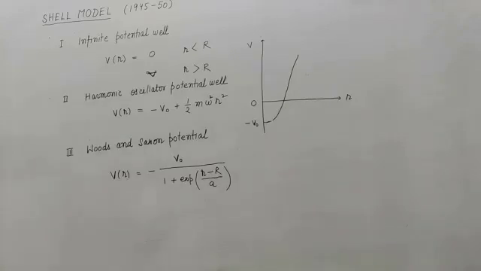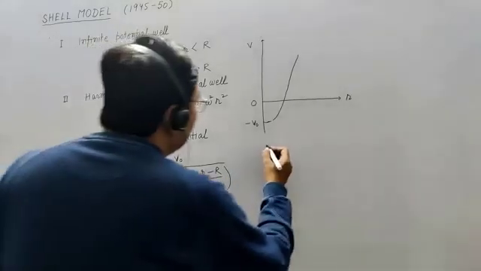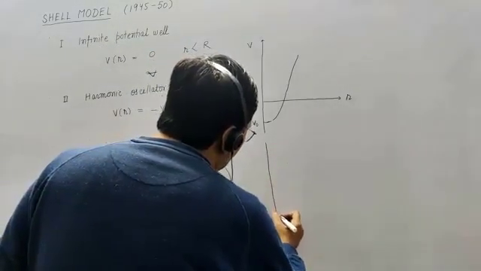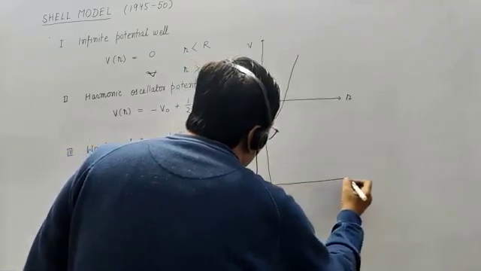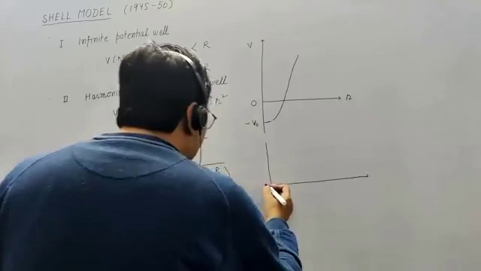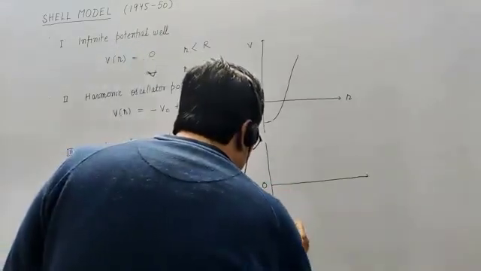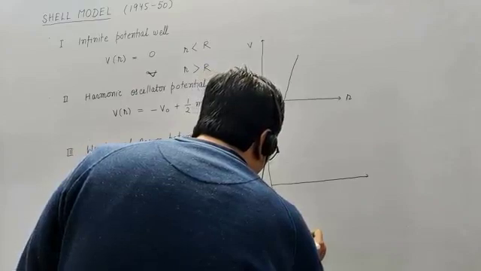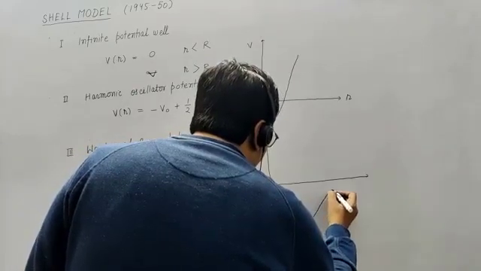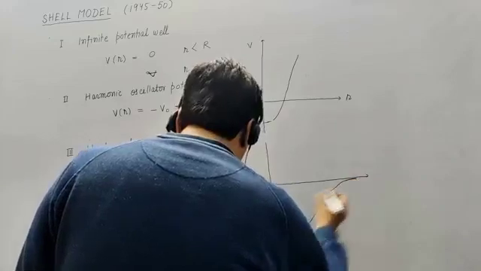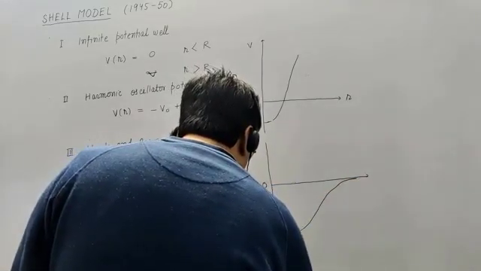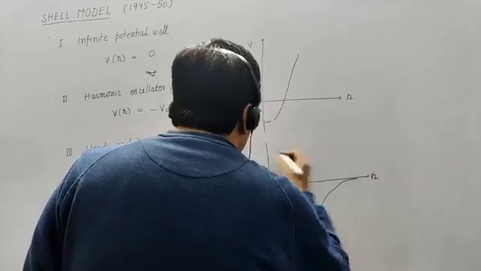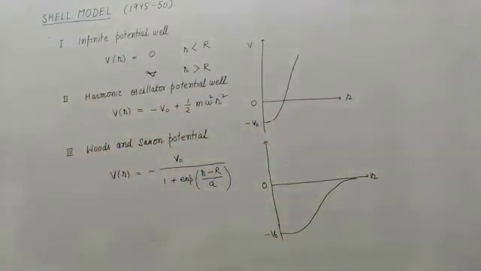They substituted this potential in the Schrodinger equation. They solved the Schrodinger equation and found the energy eigenvalues. Here, if you plot this potential, the shape of this potential will be like this. This type of shape this potential has. Here this will be minus V naught and here this will be R. So this type of potential was chosen by people.